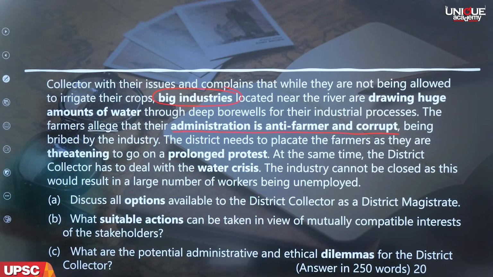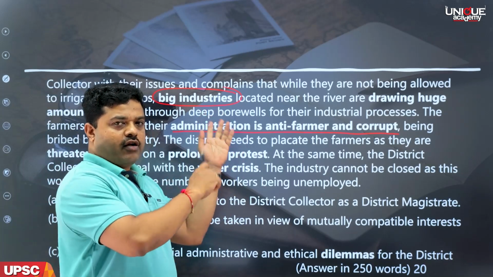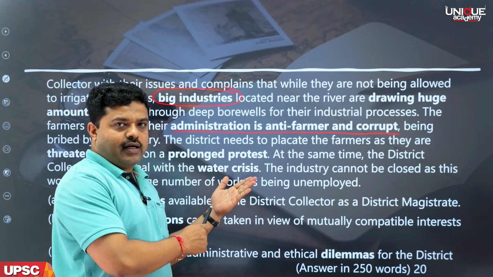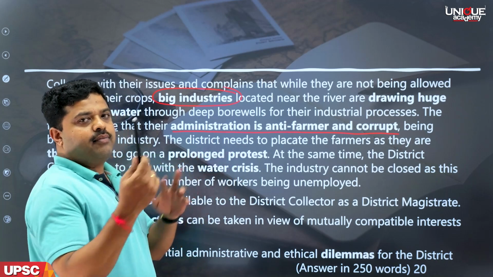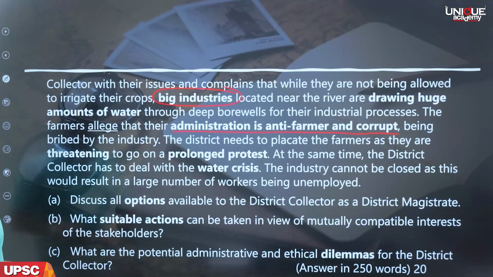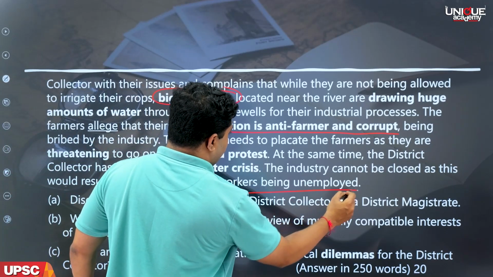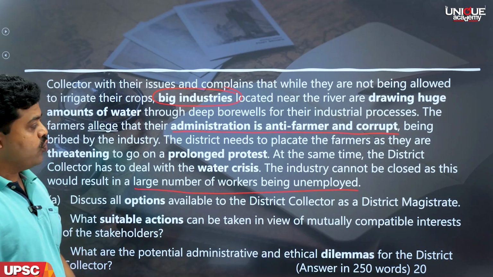The district needs to placate the farmers as they are threatening to go on a prolonged protest. At the same time, the district collector has to deal with the water crisis. So here, on one side there is this threat that farmers would go on protest. At the same time, the district collector has to deal with the water crisis. The industry cannot be closed as this would result in a large number of workers being unemployed. So this is also a threat, that you cannot close the industry just because there is no water.